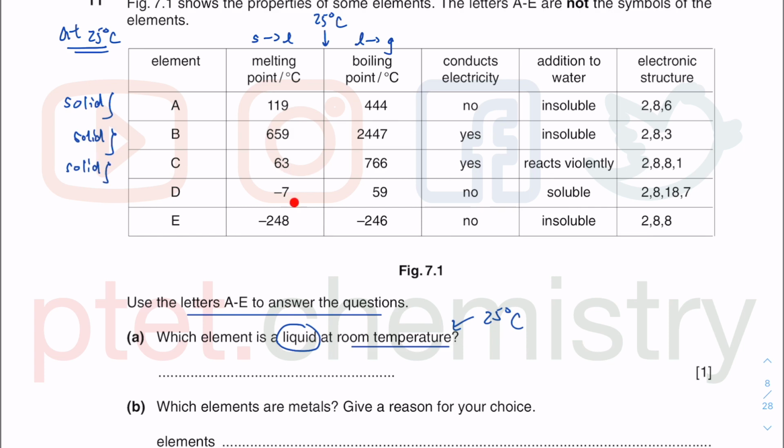And minus 7 and minus 248 is lower than this. It has melted, but this one is minus 246, so at 25 degrees Celsius it has already boiled, so that is a gas, whereas 25 degrees Celsius sits in between the melting and boiling point. That is why that is a liquid, because 25 degrees Celsius is between the melting and the boiling point. So we've gotten our answer there as D.